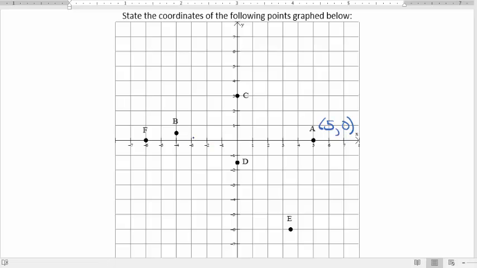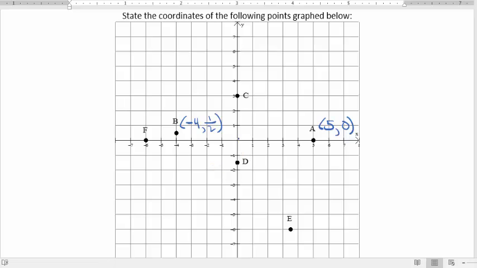All right, point B, what did I do? I went left 4, and then I went up not even one full unit. So let's say I went up half a unit. So I went left 4 and up a half. So my point B is going to be -4, right? Because that was left 4, and then positive 1/2 because I went up 1/2. So point B is (-4, 1/2).